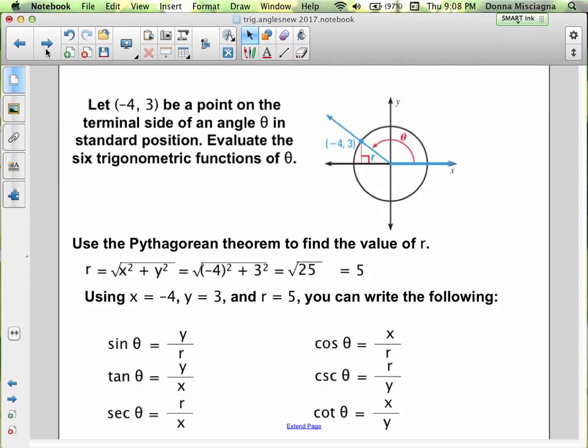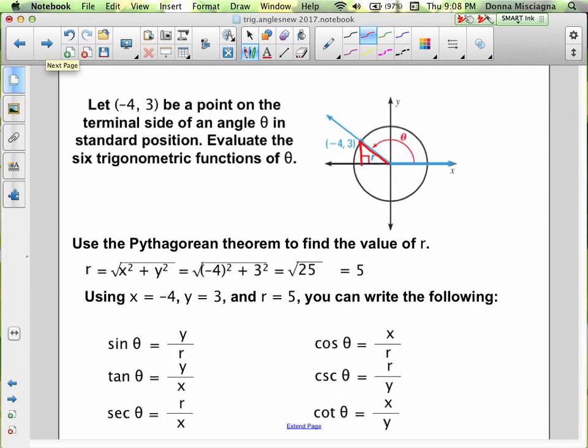All right, so if we're going to let negative 4, 3 be a point on the terminal side of an angle theta in standard position, evaluate the 6 trigonometric functions of theta. And by the way, I don't really care if you draw the circle for this. It's totally up to you, so long as you draw the triangle correctly. I don't really care about the circle. All right, so we graph the point, negative 4, 3. Right? And so then we're going to draw a line from the origin to the point, and then draw a line perpendicular right to the x-axis.